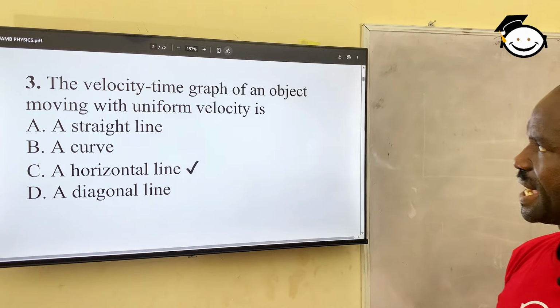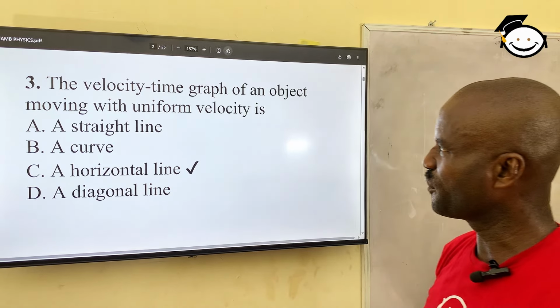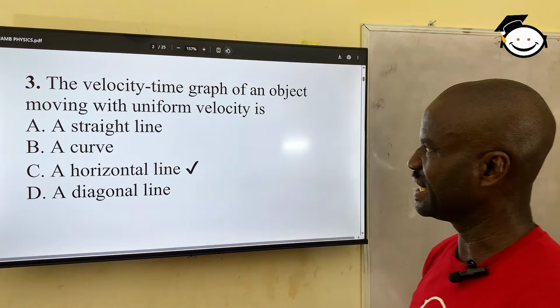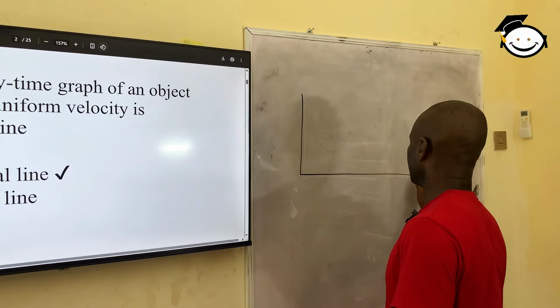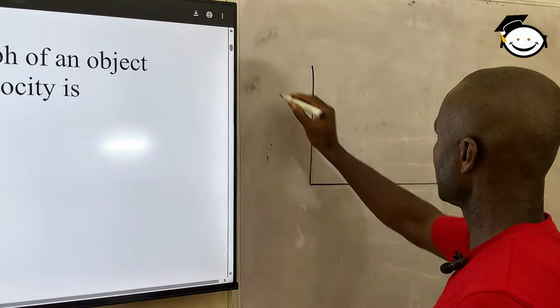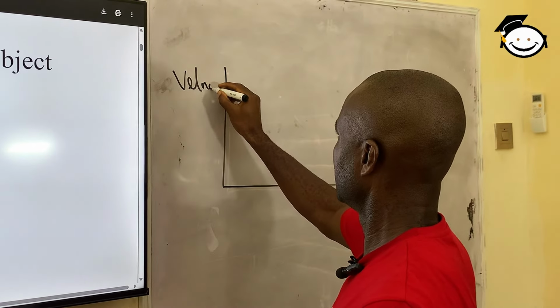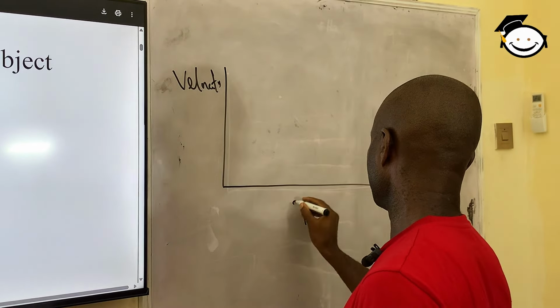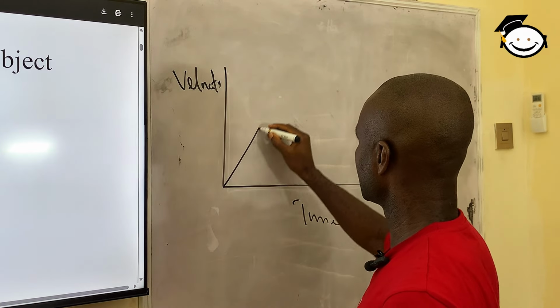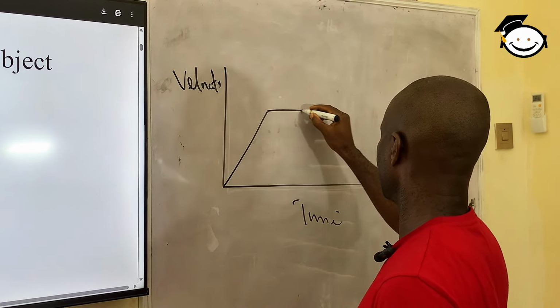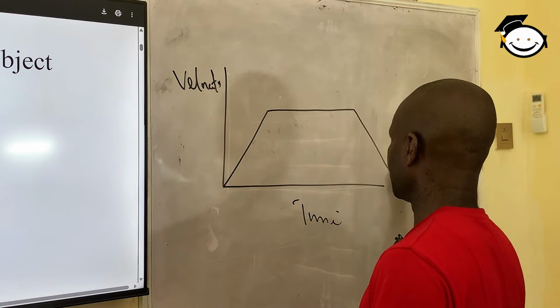Number 3. The velocity time graph of an object moving with a uniform velocity is a velocity time graph. This is velocity. This is time of an object. If you start from rest, acceleration is always like this. Then you have uniform velocity, then deceleration.